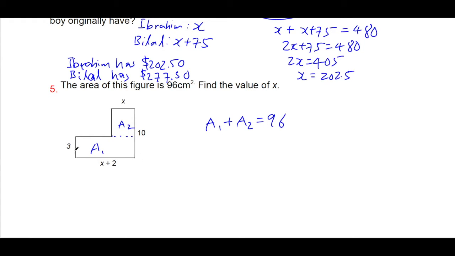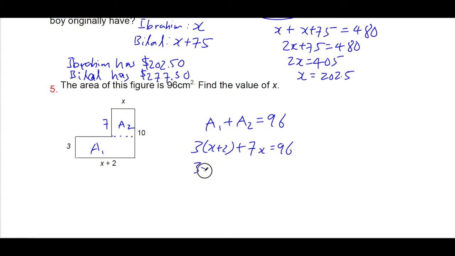So how do we find an expression for A1? A1 would just be 3 times x plus 2. Remember to write the bracket instead of the times symbol. How do you find the area of A2? Well, to find the area of A2, you know that this length is 7, right? Because this is 10, this is 3, so this has to be 7. 7 times x. So plus 7 times x, which is 7x, equals to 96.